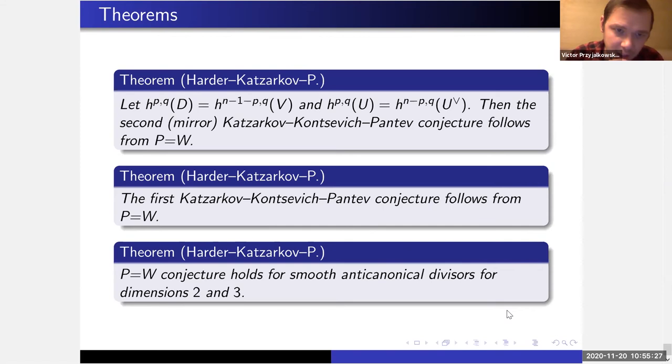The second conjecture is the second theorem. So these theorems are unpublished, but they're sort of in preparation. The second theorem says that the first Katzarkov-Kontsevich-Pantev conjecture follows from P equals W. So here we don't need to assume Hodge-theoretic type and so on.